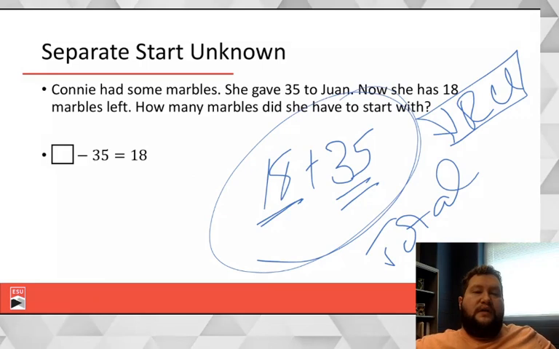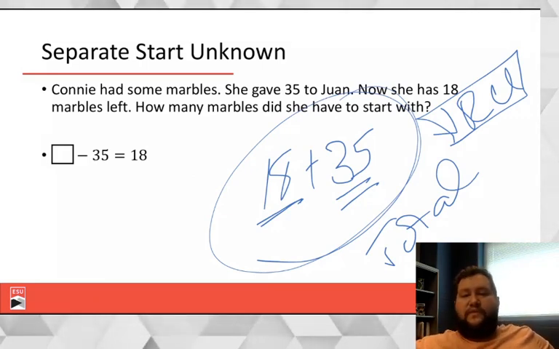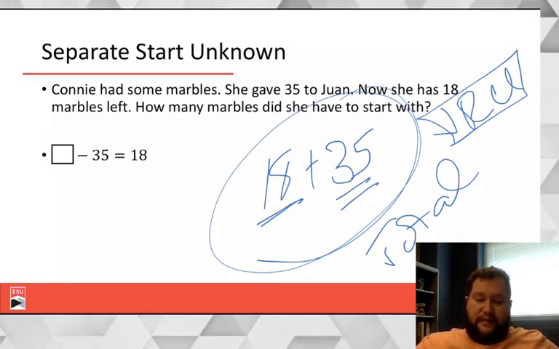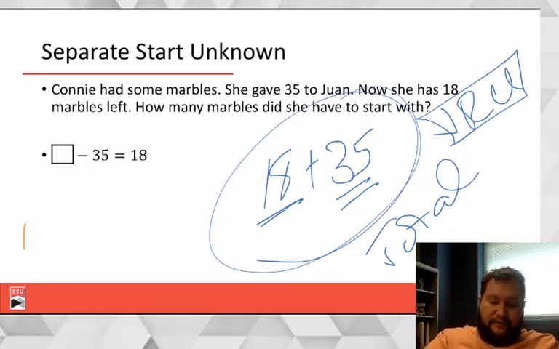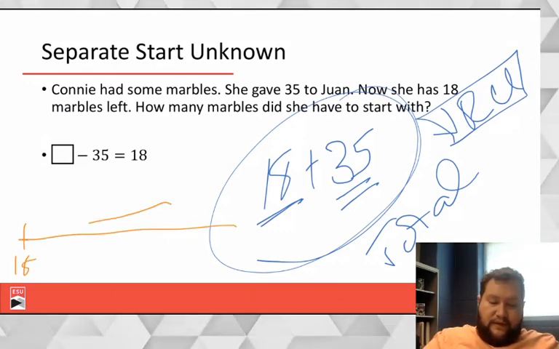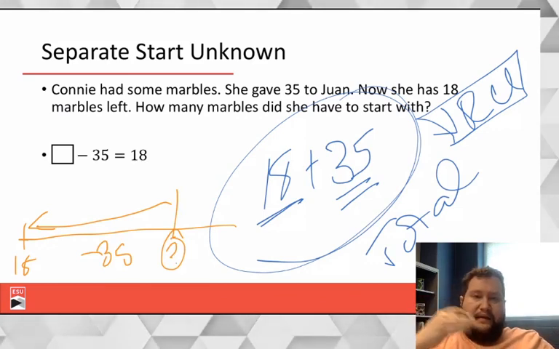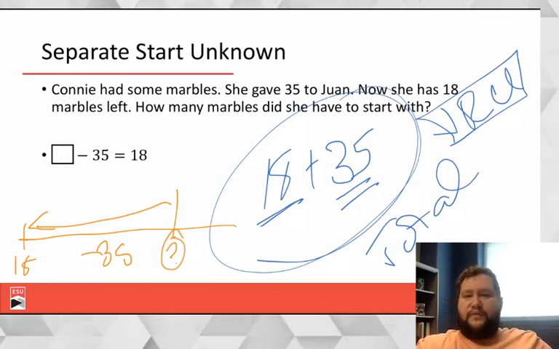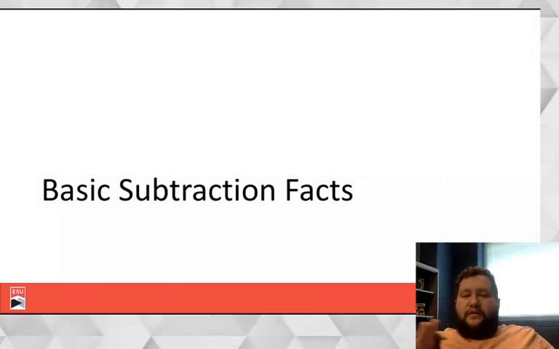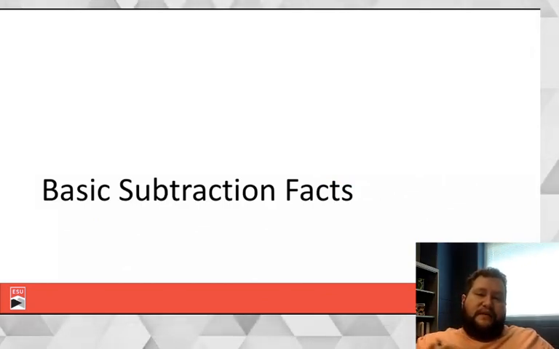Separate start unknown, you could convert to addition. That's not the only way you could do it. Particularly think about a number line. I have 18, and I know I went left 35, and I don't know where I am. So figuring that out through counting up from 18, count up 35, but once we're counting up, we're really doing a join. So that's how we can classify the 3 subtraction types.